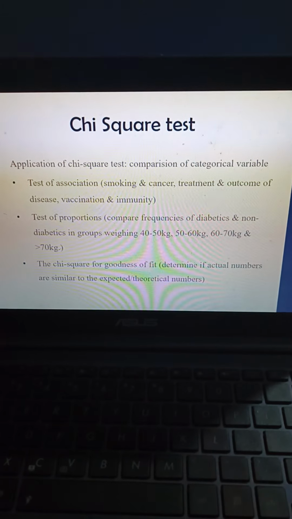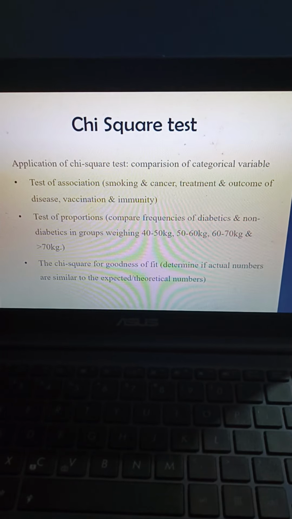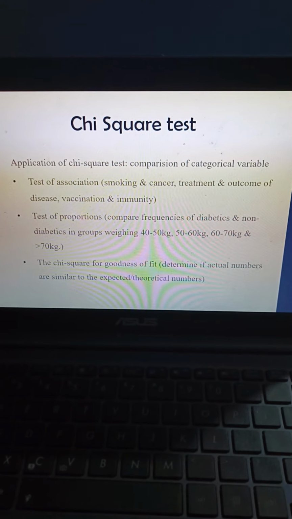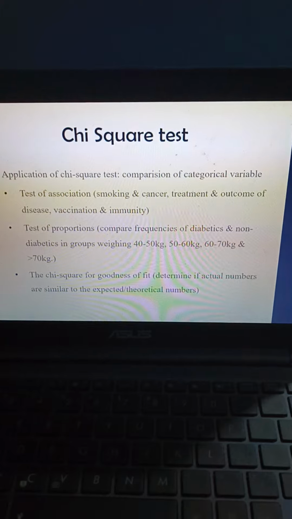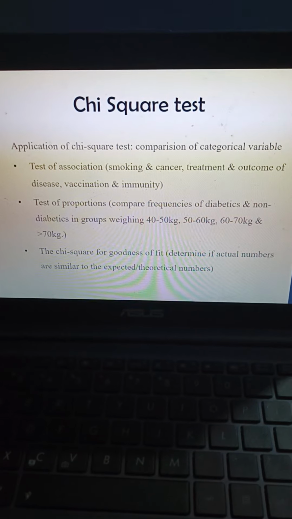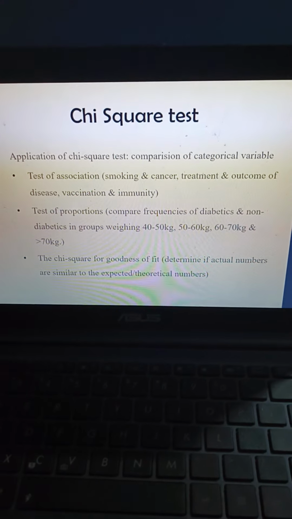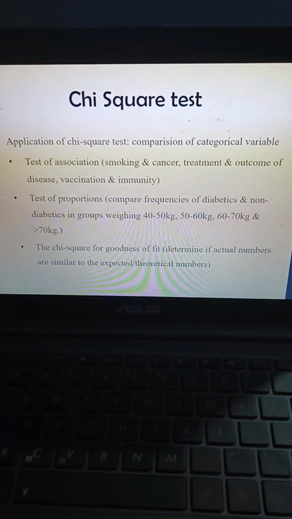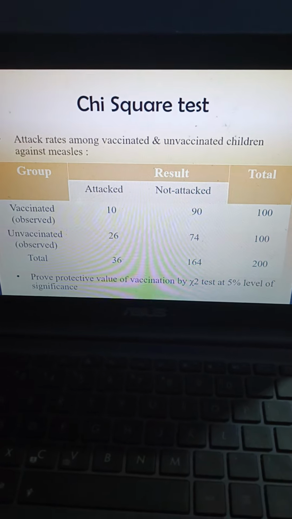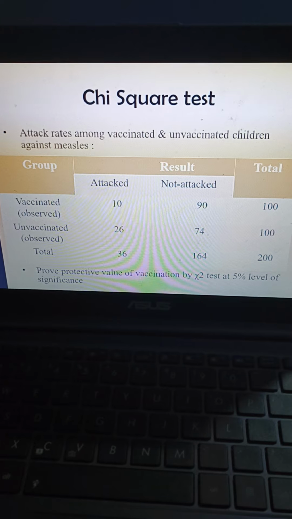The applications of the chi-square test: comparison of categorical variables, and test of association, such as smoking and cancer, treatment and outcome of disease, vaccination and immunity. Test of proportions: compare frequencies of diabetics and non-diabetics in groups weighing 40 to 50 kg, 50 to 60 kg, 60 to 70 kg and more than 70 kg. The chi-square for goodness of fit determines if actual numbers are similar to the expected theoretical numbers. Then, attack rates among vaccinated and unvaccinated children against measles.